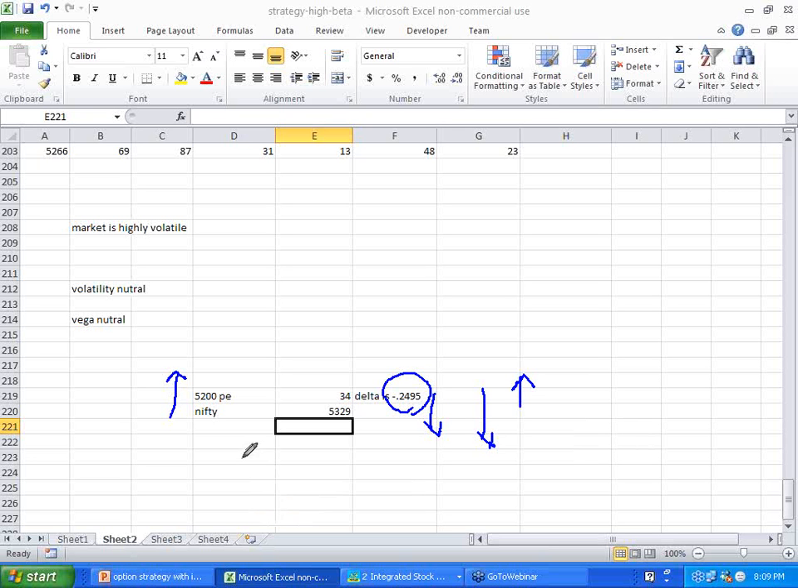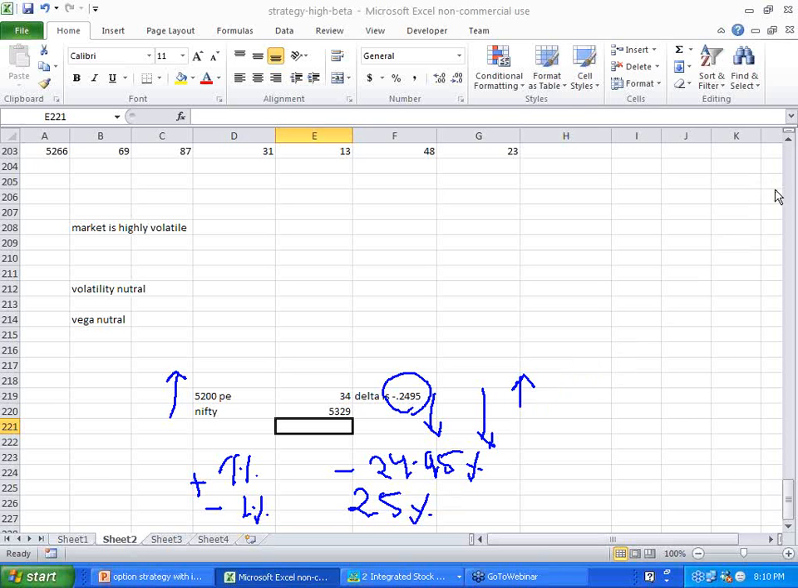This says, listen very carefully, if Nifty goes up by 1%, the put option will fall by 24.95%. If Nifty is minus 1%, fallen by 1% with respect to the intrinsic value, this put option will go up by 25%.